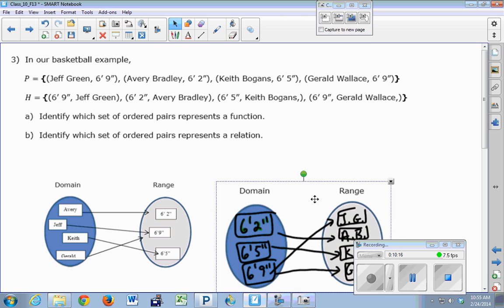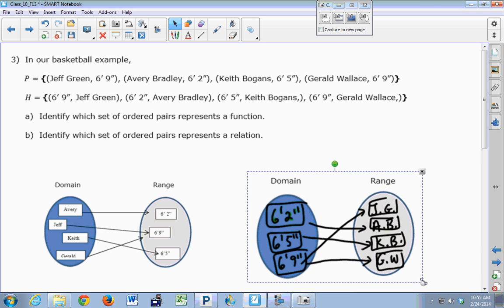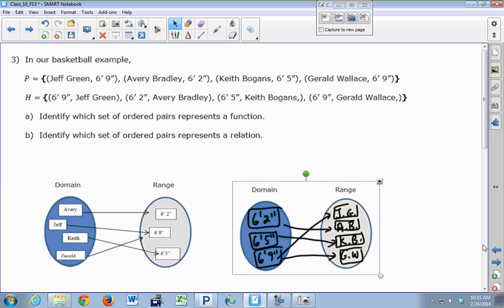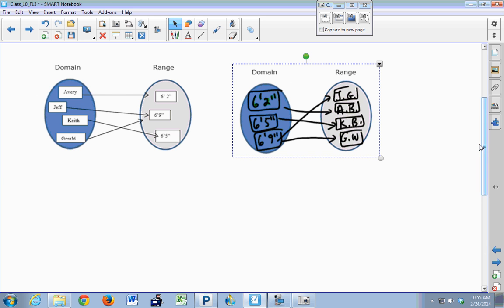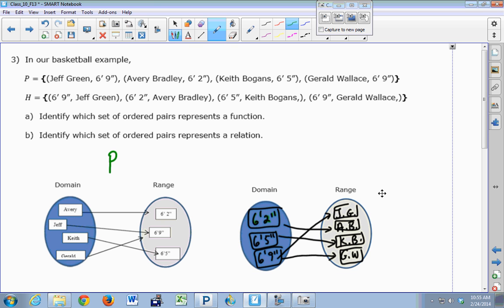Let's take a look at this. We have the two visuals that we did prior to this page that might help us. The first visual represents set P, because our Celtic's name is the first component in each pair. The domain is the name of the Celtic, and each component in our range is their height. The second picture represents set H, which is the heights first and then the names. So which of these ordered pairs represents a function? Let's help out with that one.